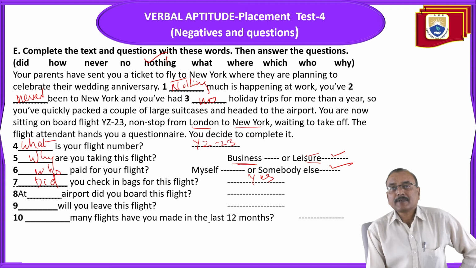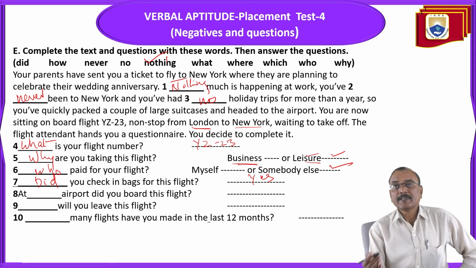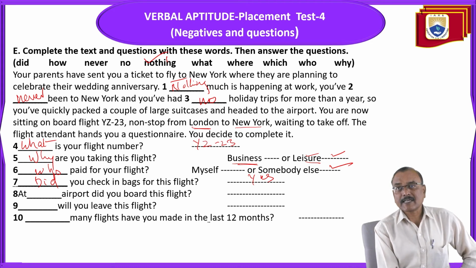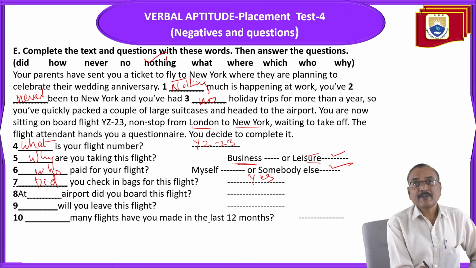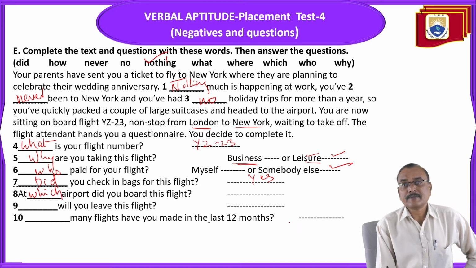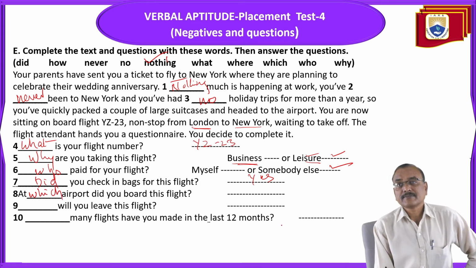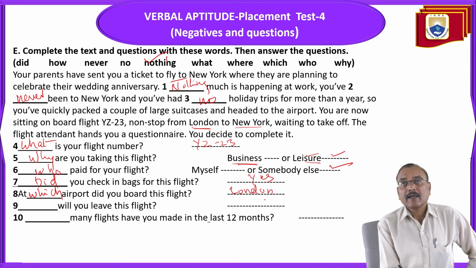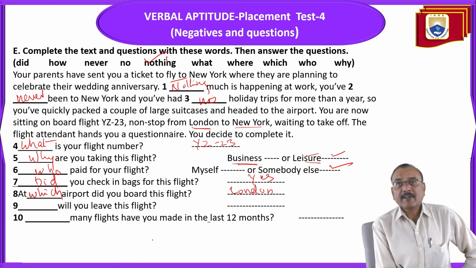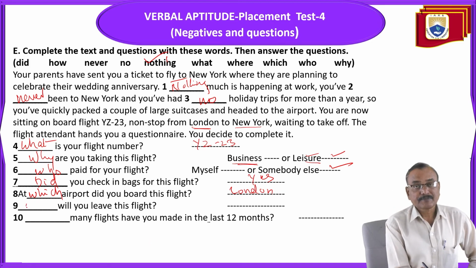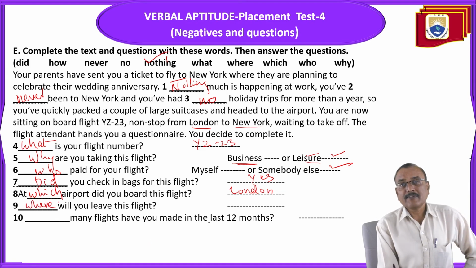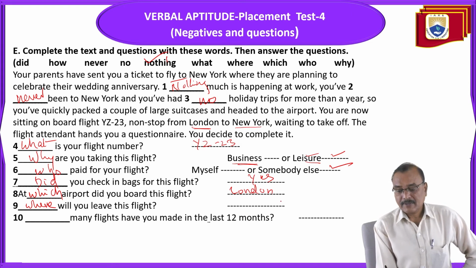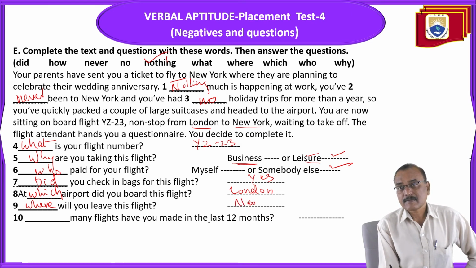At dash airport, did you board this flight? Boarding point, that is the starting point, London. At which airport did you board this flight? That is London. Okay. So where will you leave this flight? Where will you? New York. Okay, New York.